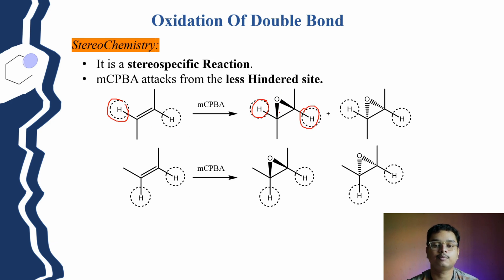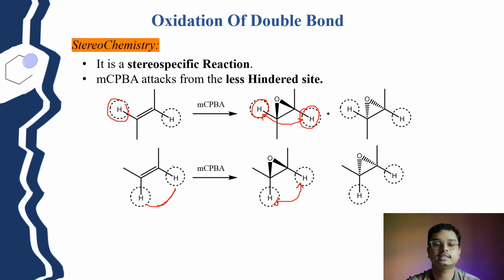Whether the epoxidation is above the plane or below the plane, the relative stereochemistry between these two particular hydrogens is always the same. Similarly, if the substrate contains cis hydrogens, then after mCPBA treatment or the epoxidation treatment, the relative stereochemistry of these two particular hydrogens is always cis in nature. So that's why it is called a stereospecific reaction.